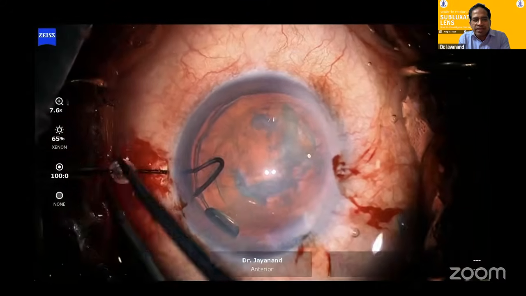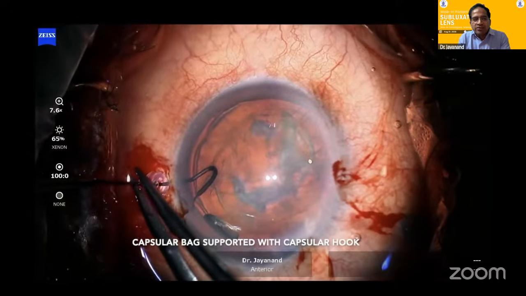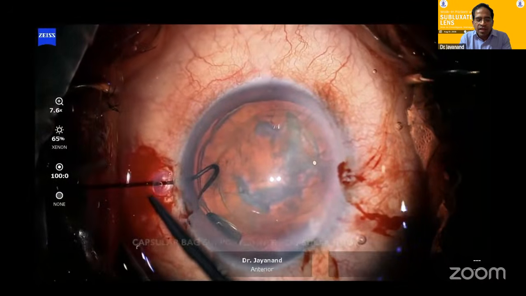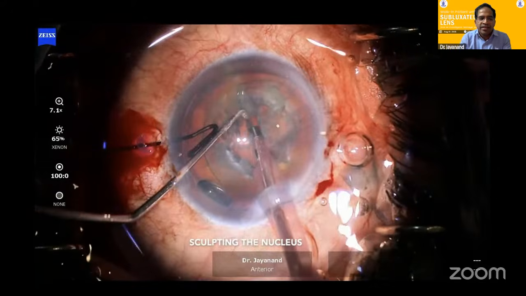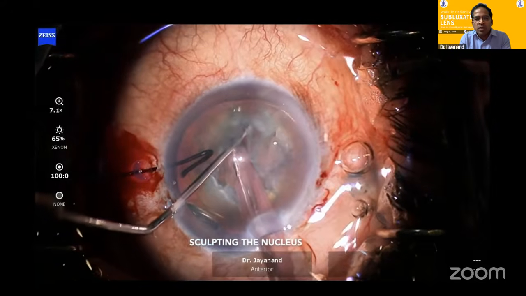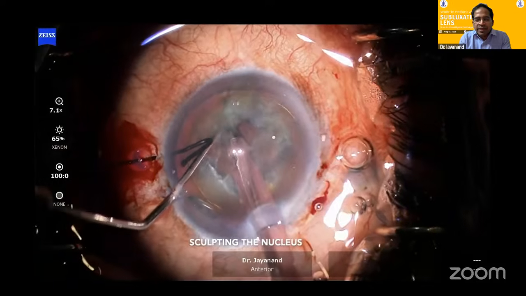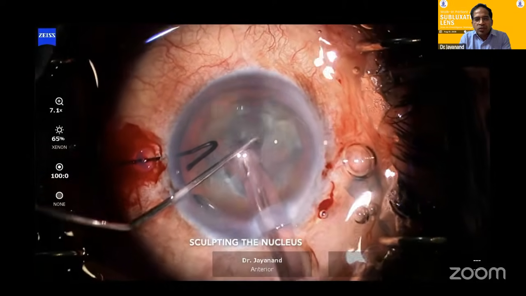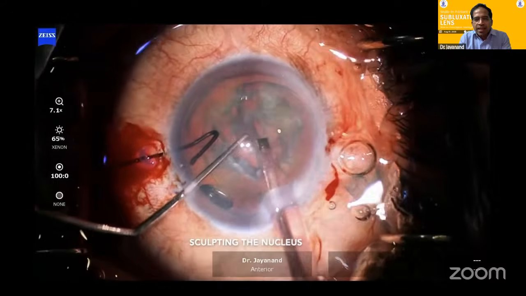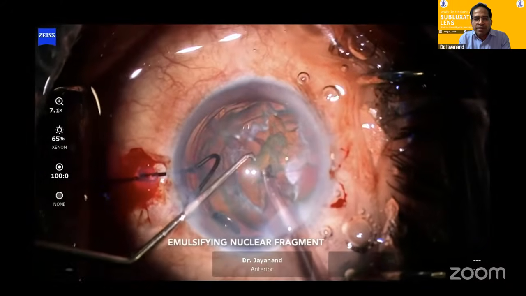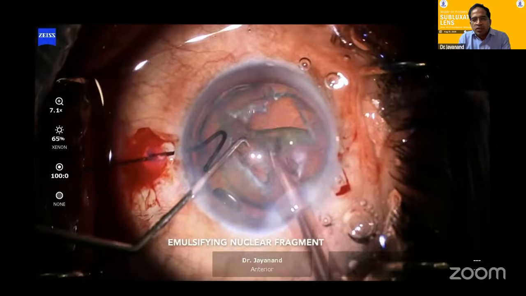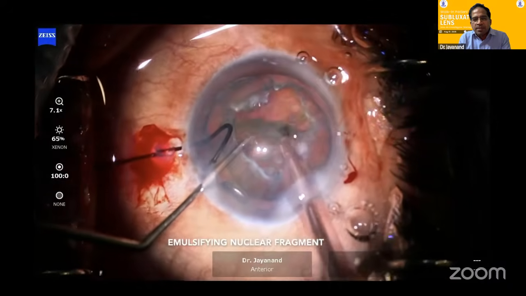Now I'm creating the side port to engage the capsular hook. One capsular hook I am using. I think two capsular hooks were needed because the dialysis area was more. And here I'm doing a trench and manual separation of the nucleus.